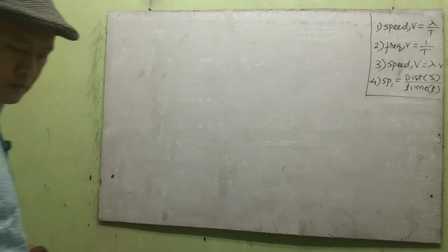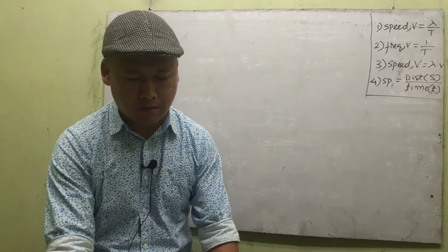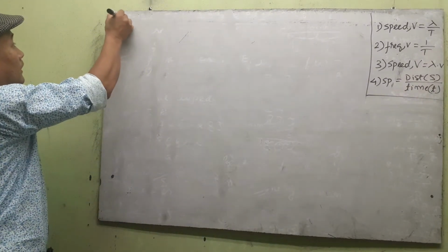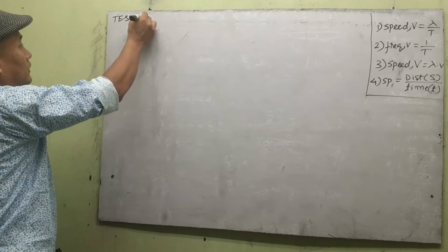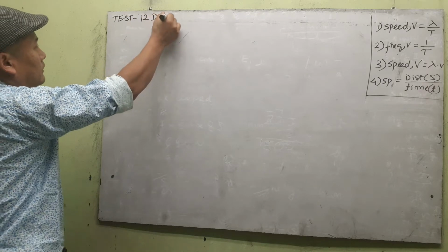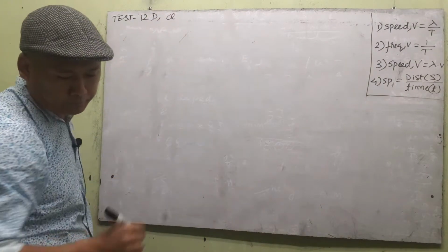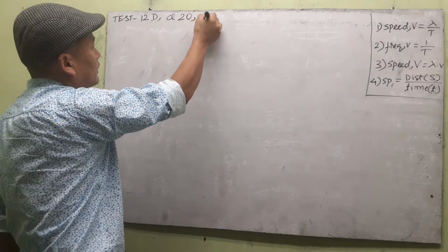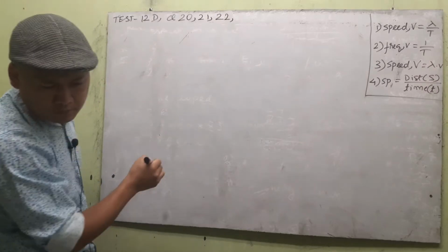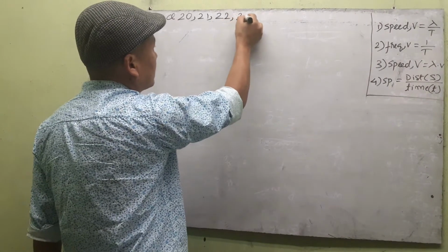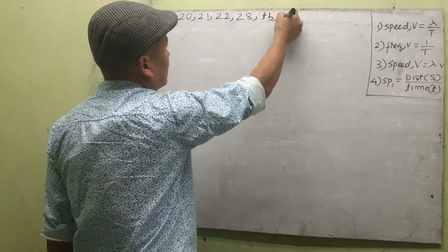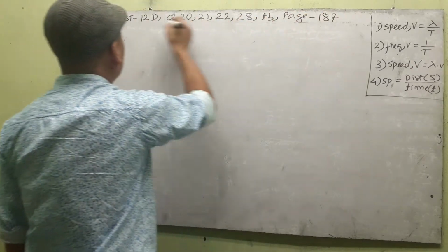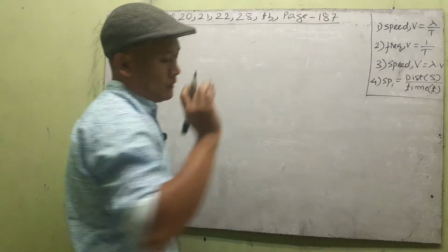Okay, so the last test in class 9 science, chapter 12. It is your test 12D. This will cover question numbers 20, 21, 22, and 28. All this you will find on textbook page 187. So let us start with it.